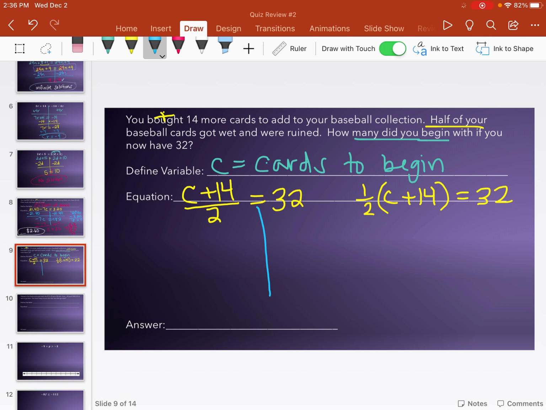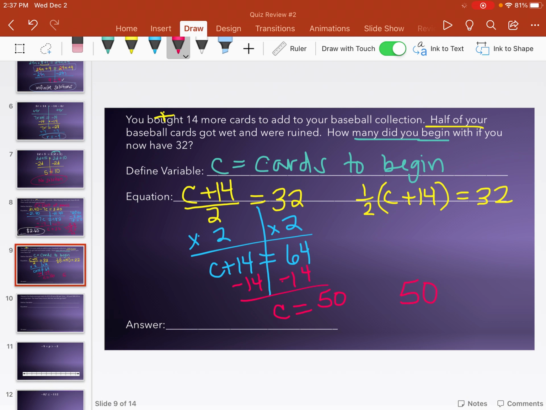Okay, then we're going to solve it. So since it's all this stuff divided by 2, we're going to multiply by 2 to kind of clear that fraction out. So now we've got C plus 14 equals 64. Subtract 14. C equals 50. So we have 50 cards, or baseball cards.